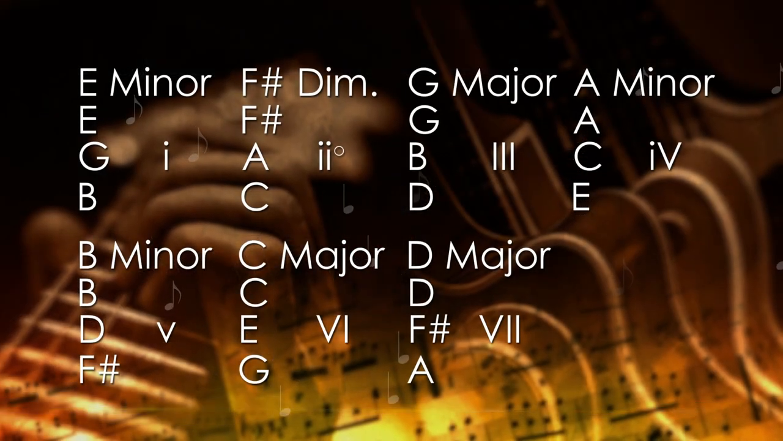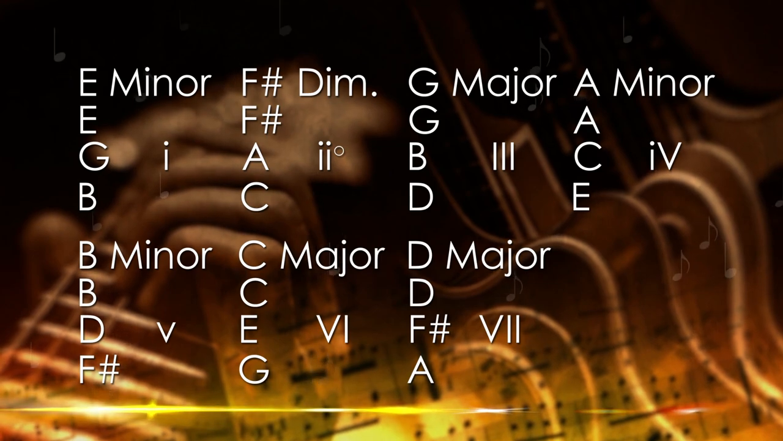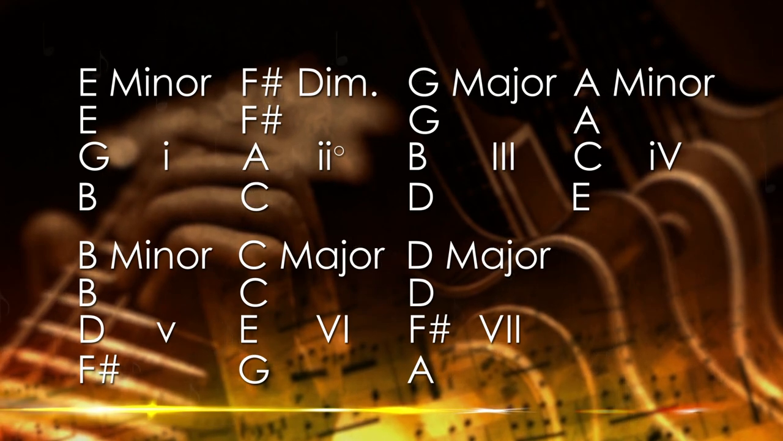The chords can easily be recognized by assigning them to Roman numerals 1 through 7. Keep in mind that the minor chords are lowercase and the major chords will be capitalized. These chords can be arranged into progressions to make songs.